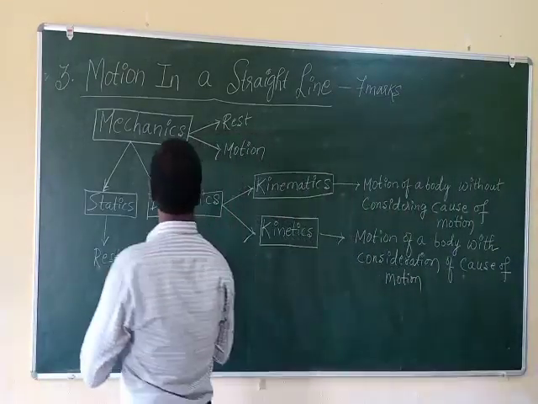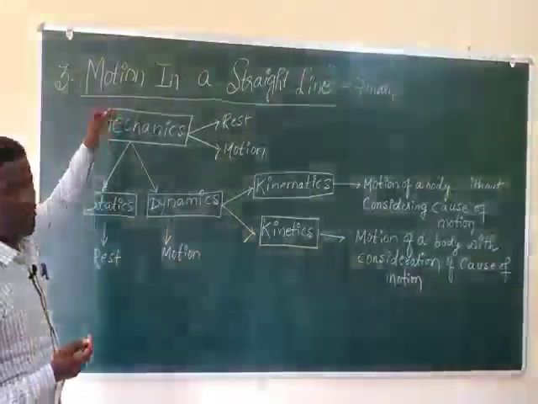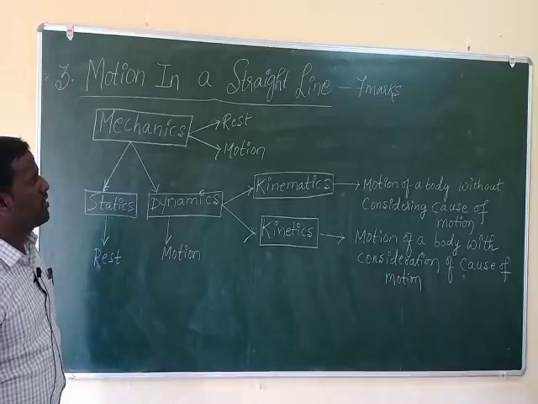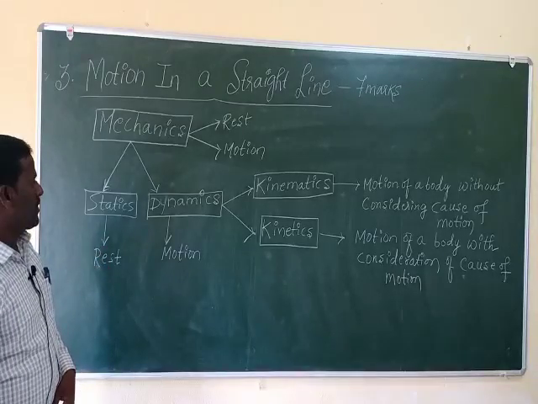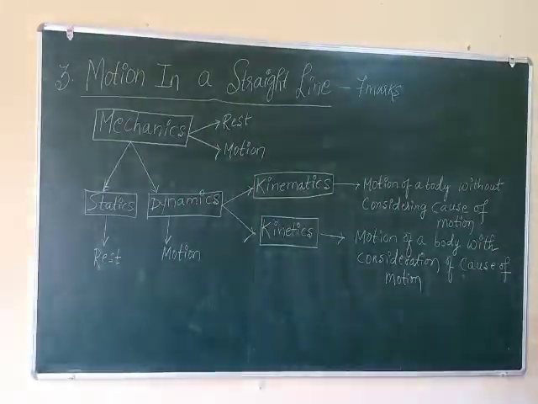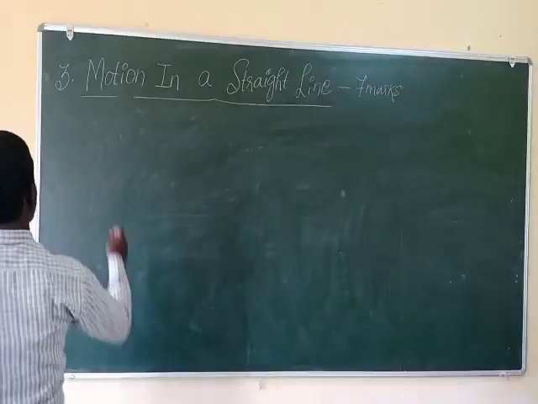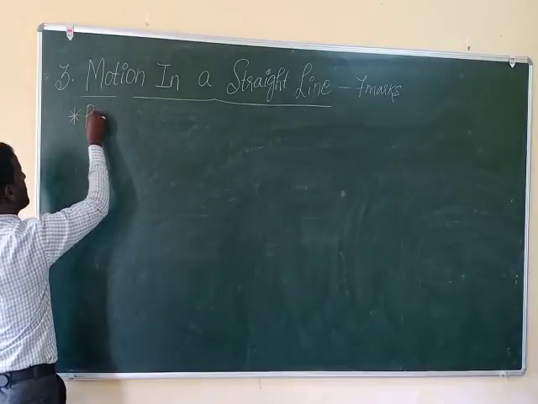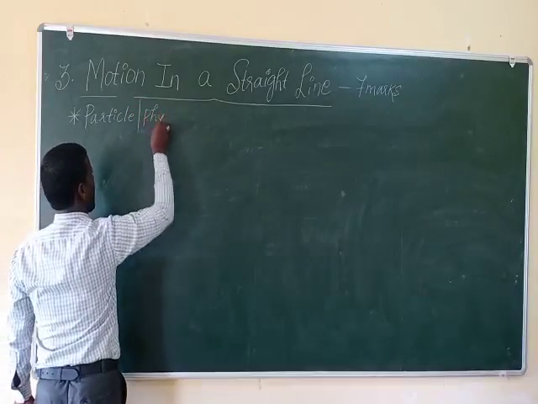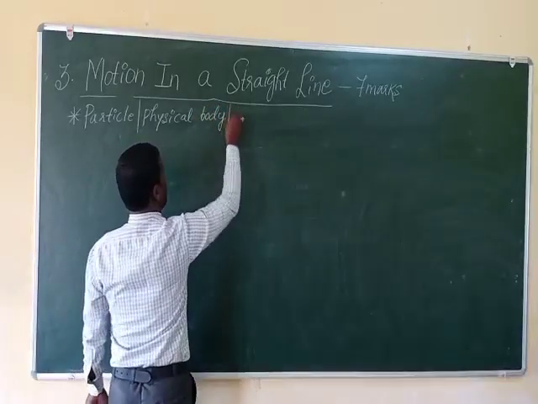So motion in a straight line is first of all well explained by the branch of mechanics, because mechanics is the branch of science which only tells about the rest and motion states of the body, right? Next, first I want to tell about a particle, or physical body, or object.